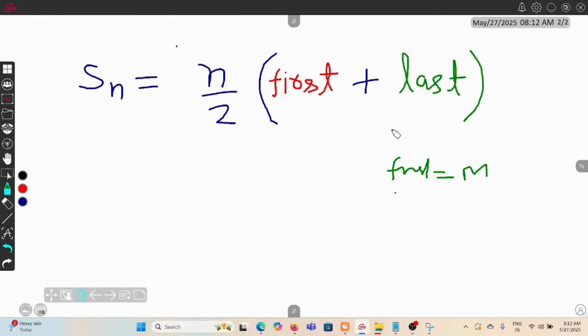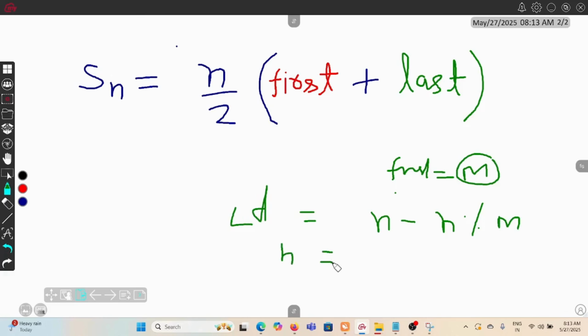So the first value and the last divisible value, which we got as n minus n % m, this will give us the last divisible value. So our LD would be this, right? Our first would be m, and our n would be, as we already got, the last divisible value LD divided by m, right?